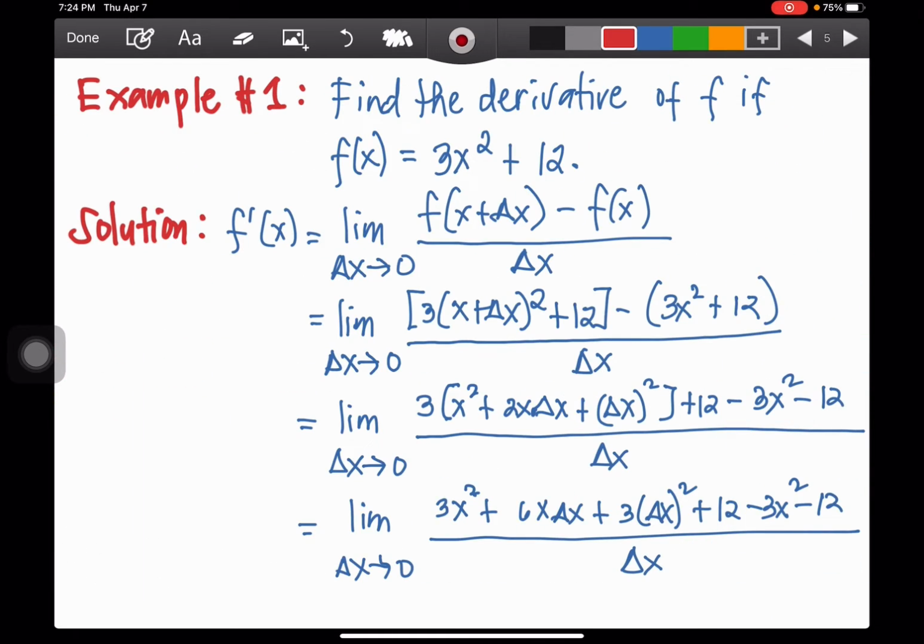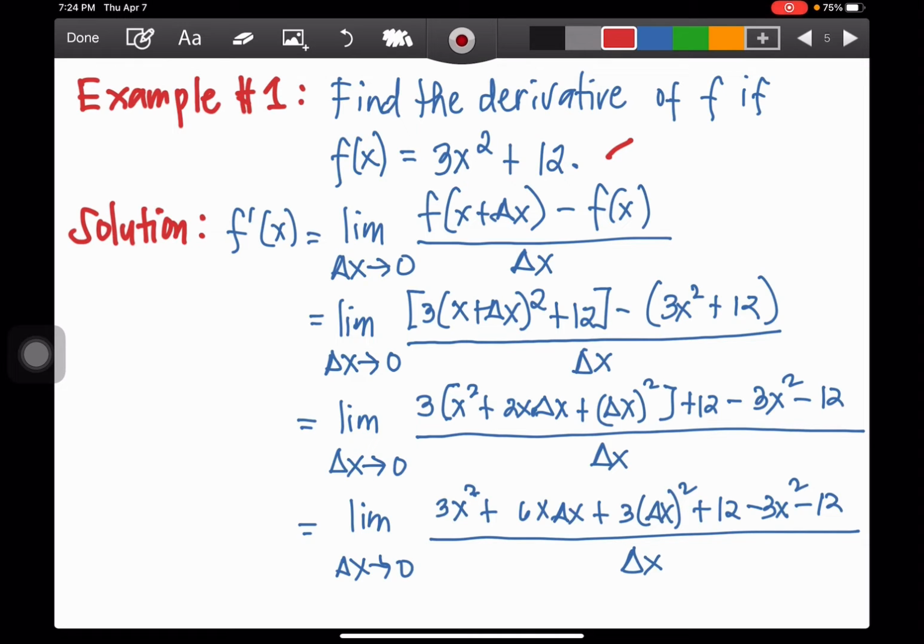Let's start with example number 1. Find the derivative of f if f of x is equal to 3x squared plus 12. So we shall use the first formula. So f prime of x is equal to the limit of f of x plus delta x minus f of x, all over delta x, as delta x approaches 0.